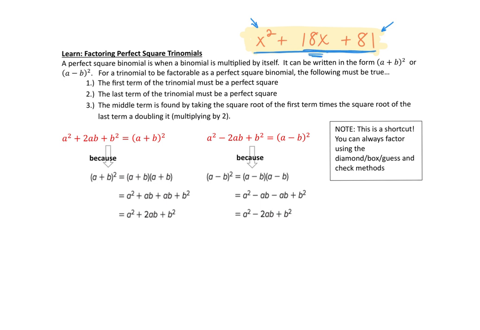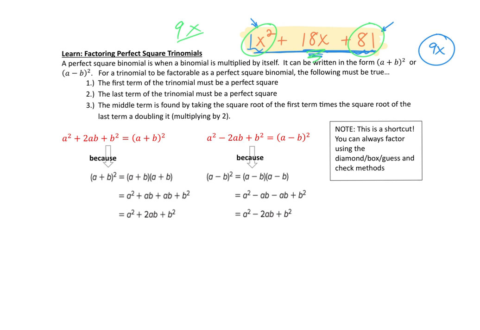and then if you look in the middle, and you guys found this out on Friday doing your board work, if that is found by taking the square root of the first term, so that's 9, times the square root of the first and the last term, which is just 1x, and then doubling it. So if I double that, I get 18. Then it's a perfect square trinomial. So let me explain that one more time. If you take the square root of this, which is just 1x, the square root of this, which is 9, multiply those, 9x, and then double it, which is 18, then I know this is a perfect square trinomial.